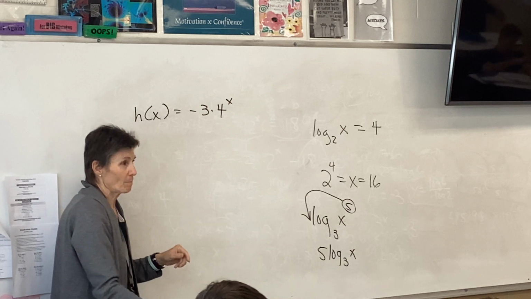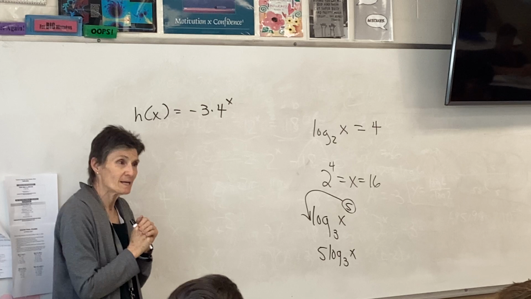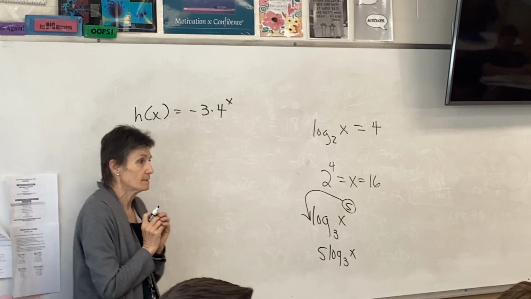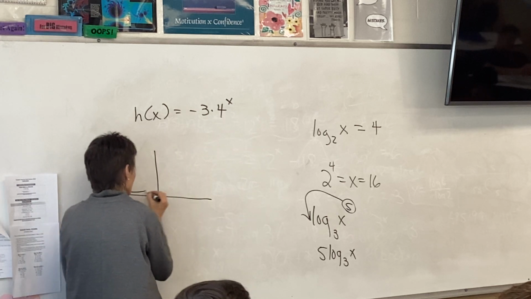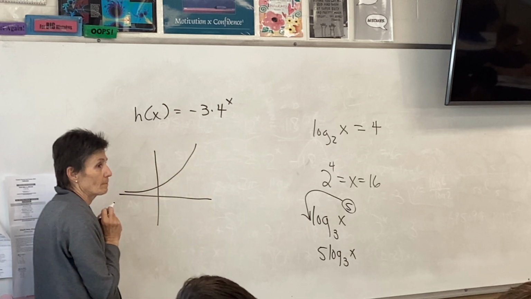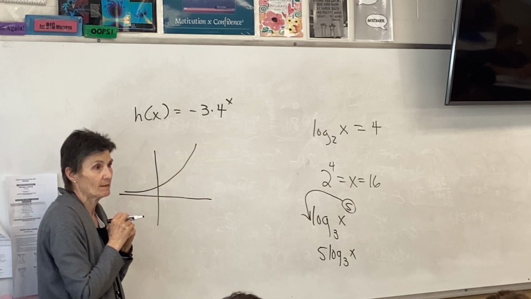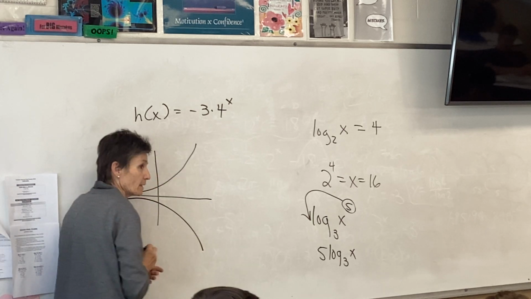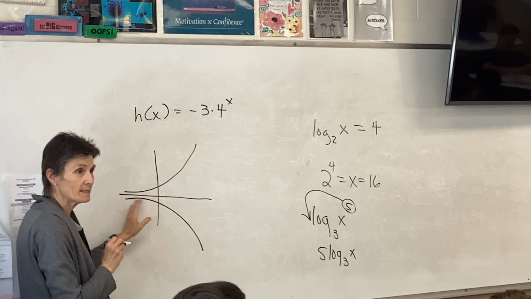But we need to remember a couple of things. What in general does an exponential look like? Yes, that's what it looks like. So the general exponential looks like this. What happens when you multiply it by a negative? It turns it upside down. So now it's going to look like this. So this is my picture right here.